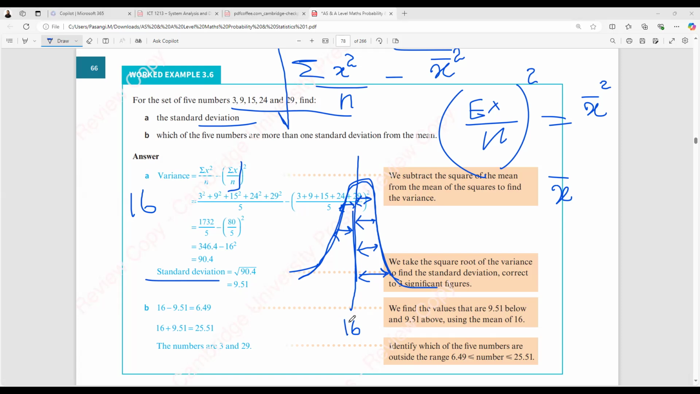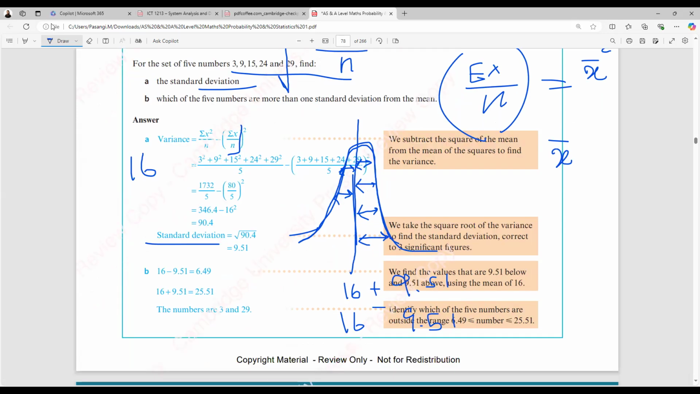So then for the value 16, now we need to find out the, so here in the middle, if we have the mean value like 16, then when we talk about the dispersion, it can be either plus or minus the standard deviation. Going forward, it would be 16 plus 9.51. The other side, the left side, can be 16 minus 9.51. They are talking about more than, so that's the case.